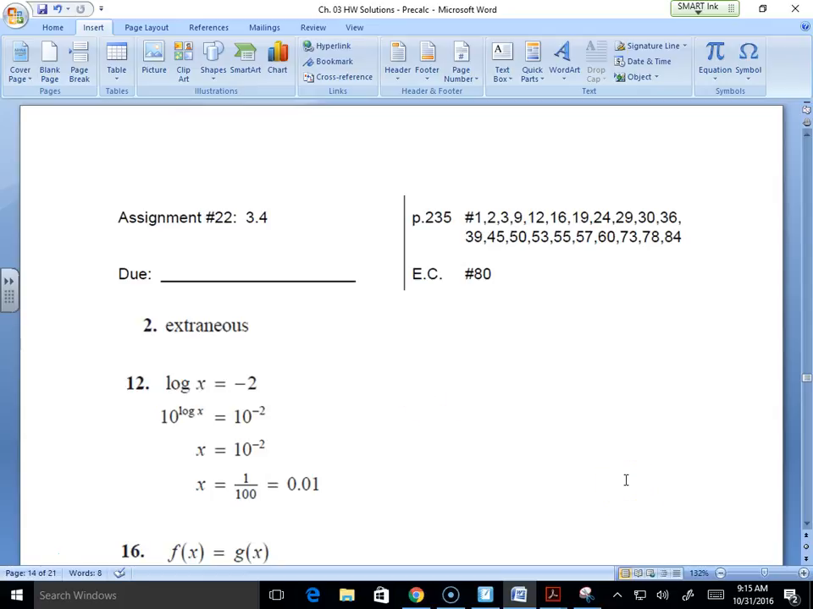Do we have any odds that we want to see? Caleb? 73. Nathan? 55. 53. There's some tricky ones. Are we good? Yeah. You sure?